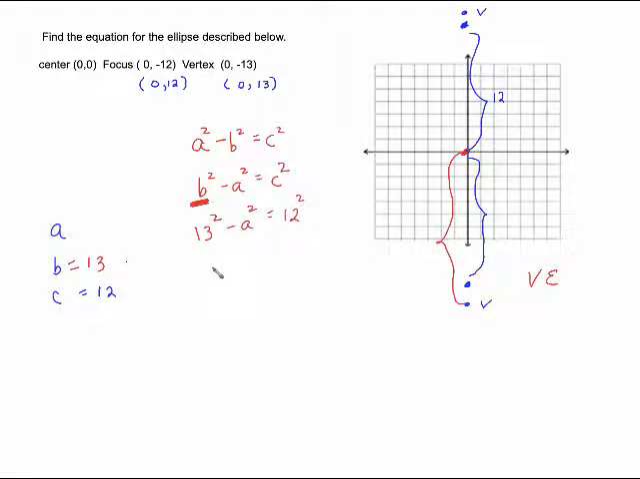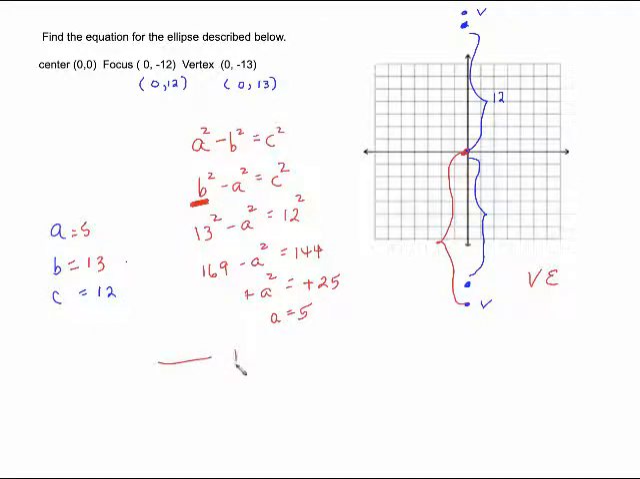Forgot my squared. So this is 13 squared minus A squared equals 12 squared. Do the arithmetic. 13 squared is 169 minus A squared. 12 squared is 144. Subtract 169 from both sides gives me negative A squared equals negative 25, which means positive A squared equals positive 25. And when you take the square root, you get A equals 5.